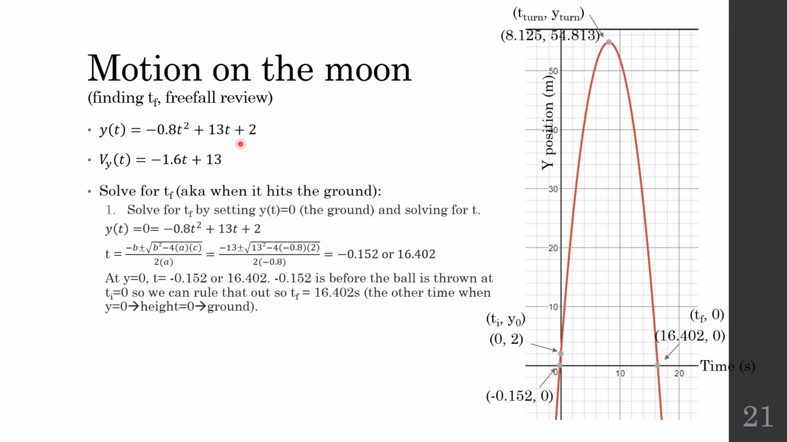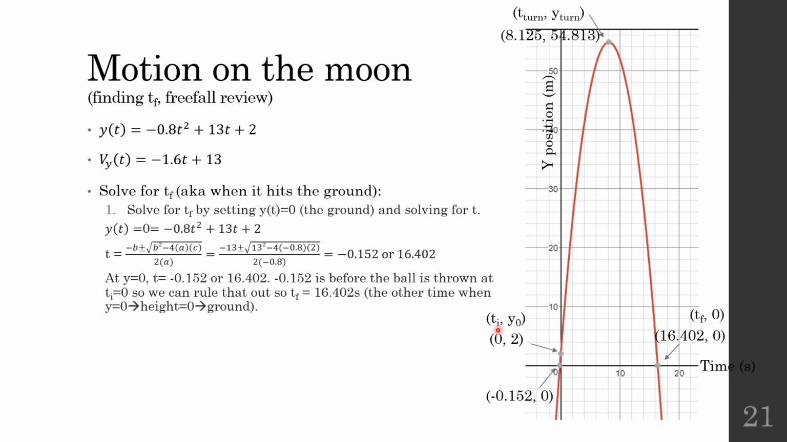Once again, this is our y of t equation up here. So 0 is equal to negative 0.8 t squared plus 13t plus 2. Now, unfortunately, this equation doesn't factor easily, and so we have to use the quadratic equation. That's this one here, with all of our values plugged in, and then we find that the two roots of our equation are negative 0.152 or 16.402.